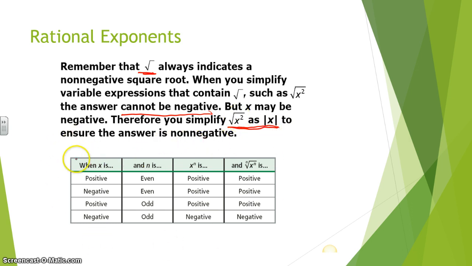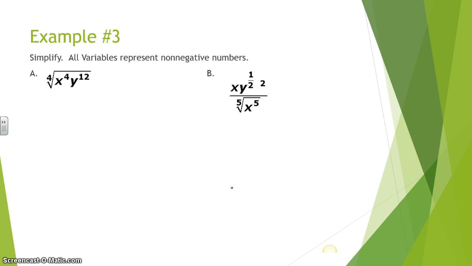And here's a chart here that shows when x is positive, and n is even, x to the n is positive, and the way it's set up, it's going to be positive. So please write out this chart to know when x is positive or negative, when n is even or odd, and what kind of answer you're going to get. Let's look at our last few examples here.